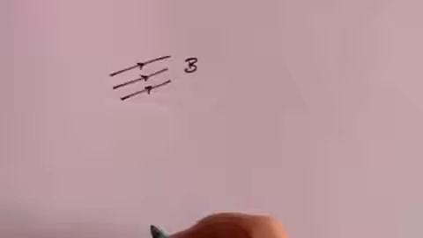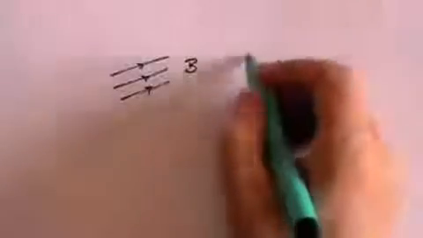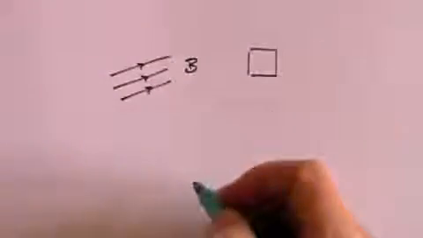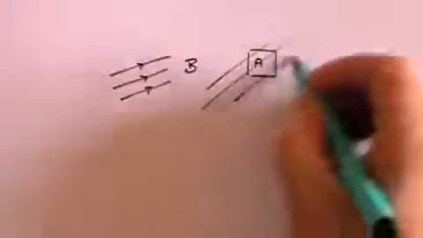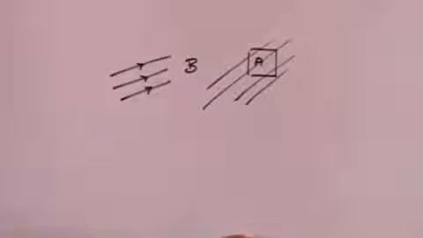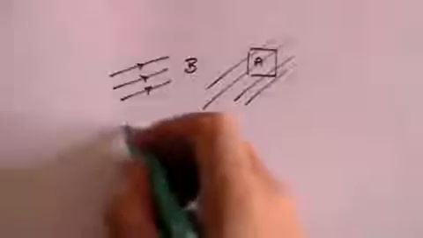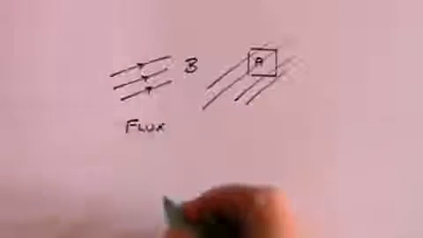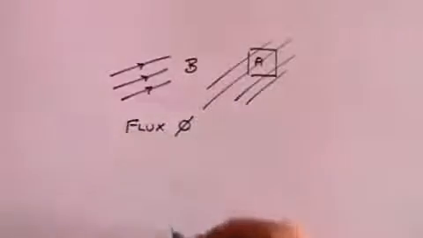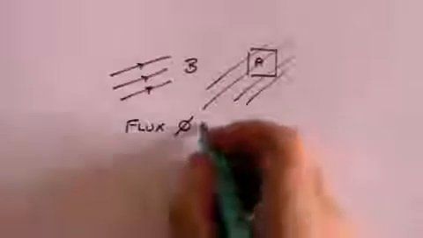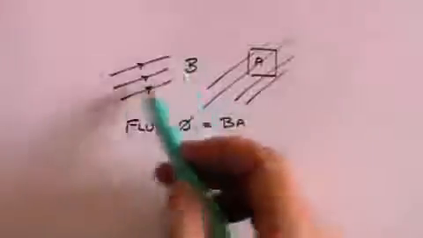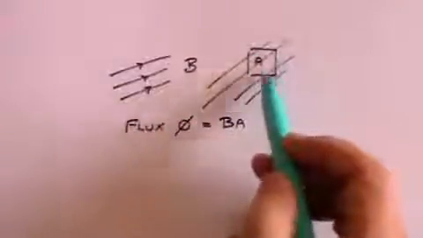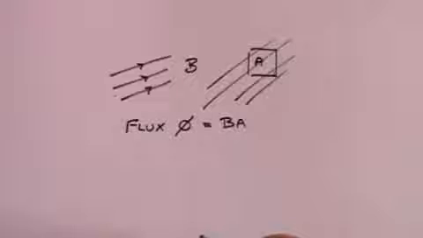But if you take the field per unit area, so if we have, let's say, an area A, and you have field going through it, then what's called the field strength per unit area, which is also called flux, which is given the sign phi, is equal to B times A. In other words, the flux is the strength of the magnetic field multiplied by the area through which it flows.